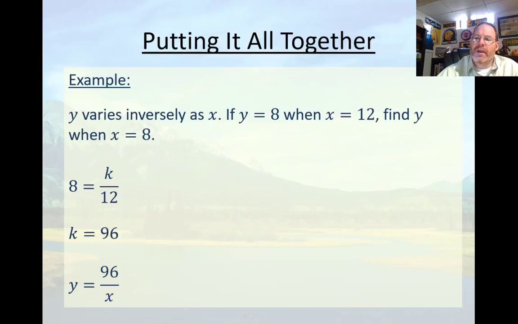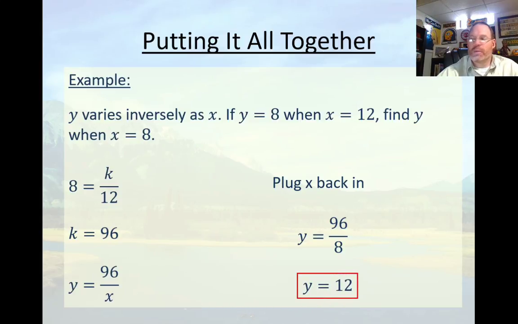All right, so here we go. We have y equals 96 over x, and if I plug 8 in for x, I am going to get y equals 12. Let's try one more example.